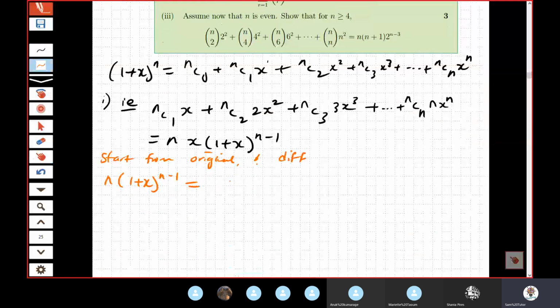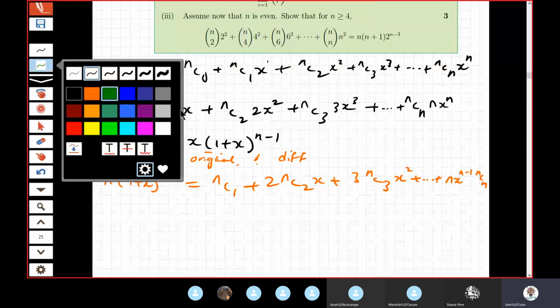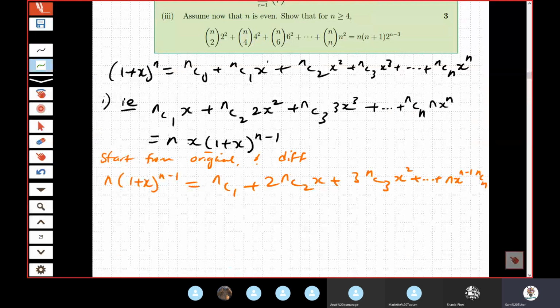All right, bang. And then that becomes n choose 1 plus 2 times n choose 2 x plus 3 times n choose 3 x squared plus dot dot dot plus n x to the n minus 1 times n choose n. Then I look at that and I'm like, what? So close, but it's got an x. And then obviously that's when we realized, before I even started, I'm trying to show you that you're meant to know the answer before you start.